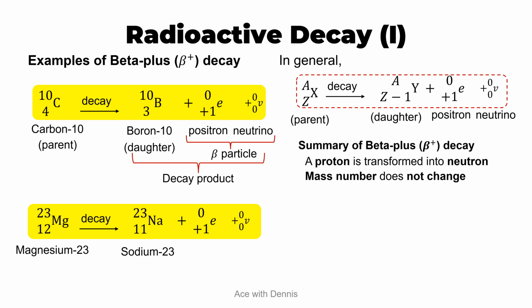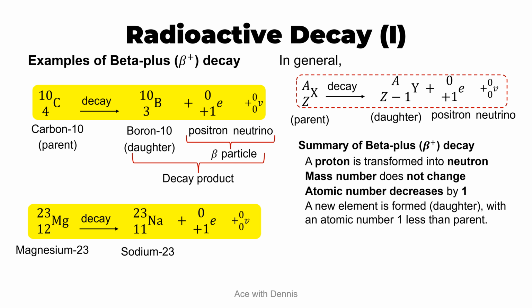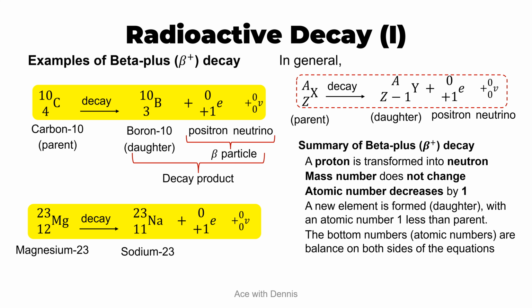Mass number does not change. Atomic number decreases by 1. A new element is formed, which is the daughter nucleus with an atomic number 1 less than the parent. The bottom numbers, which are the atomic numbers, are balanced on both sides of the equation. Beta particles produced are a positron and a neutrino.